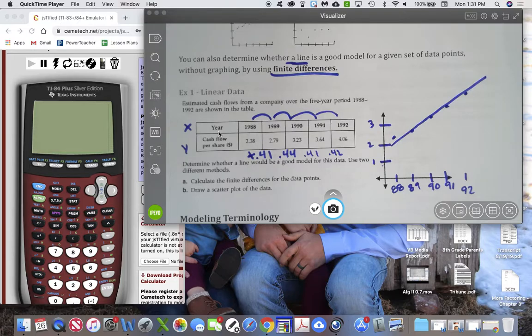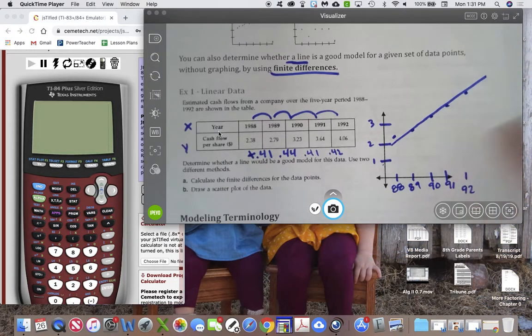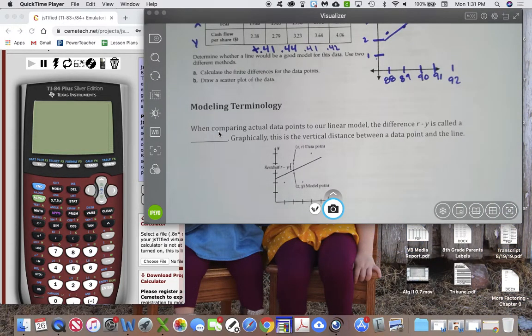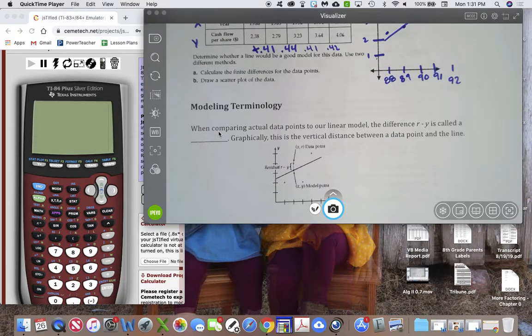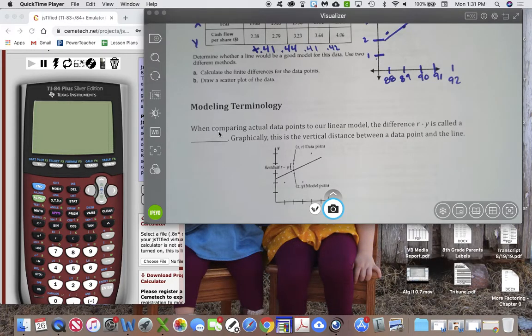So, modeling terminology. We're not going to do this by hand, so I'm going to alter your homework assignment just ever so slightly if they ask you to do this, because we're not going to waste time trying to do this when your calculator will do it for you, okay? But I'm going to show you what the calculator does when it's trying to figure out a line of best fit, okay?